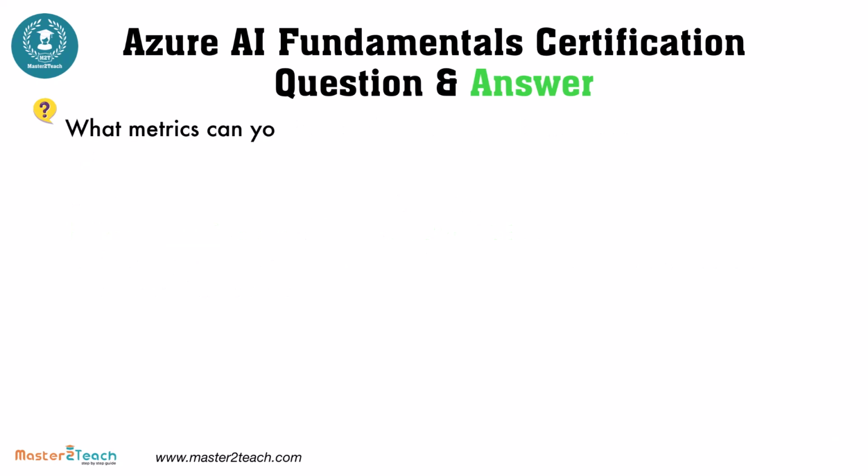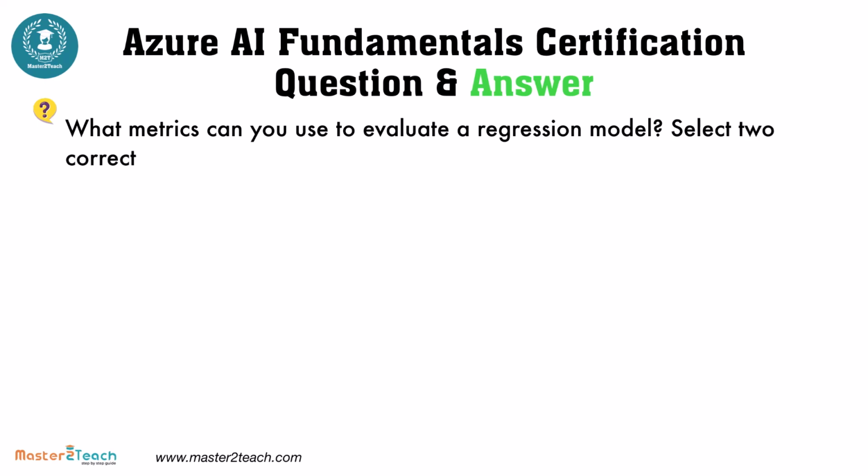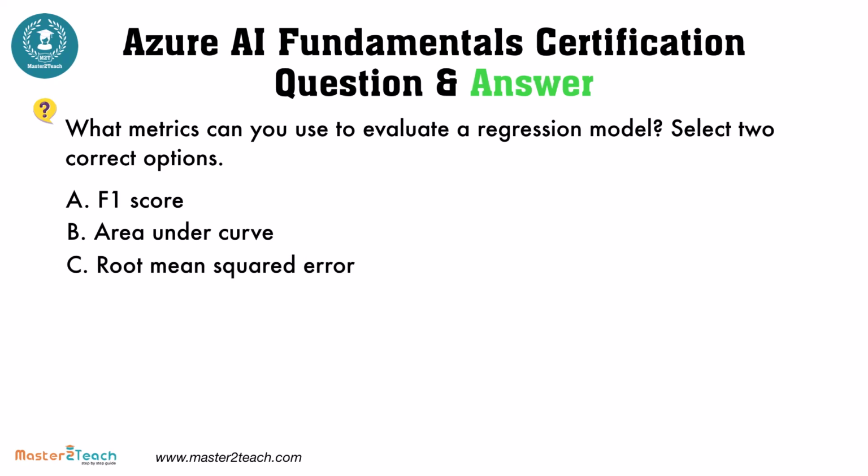What metrics can you use to evaluate a regression model? Select two correct options. The options are A. F1 score, B. Area under curve, C. Root mean squared error, D. Coefficient of determination.